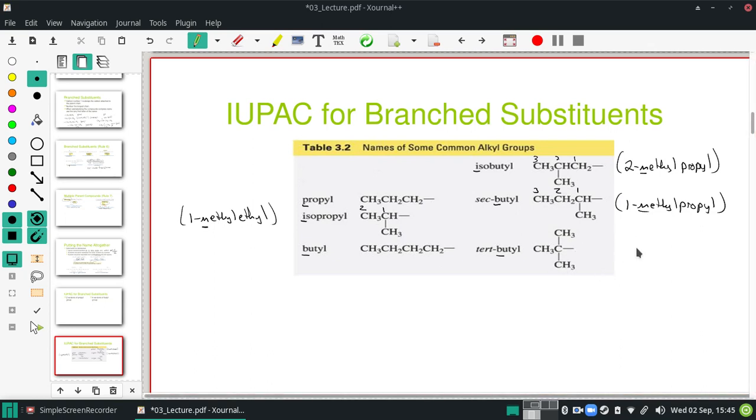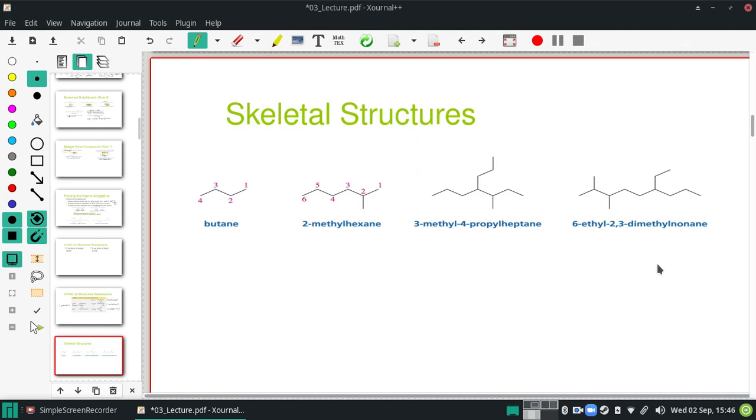And tert-butyl is also known as 1,1-dimethylethyl. And you would alphabetize that particular name by the D. Because even though it's a numerical prefix, since it's part of a complex substituent, you use it when you alphabetize. All right, we're going to practice this some on various different structures.